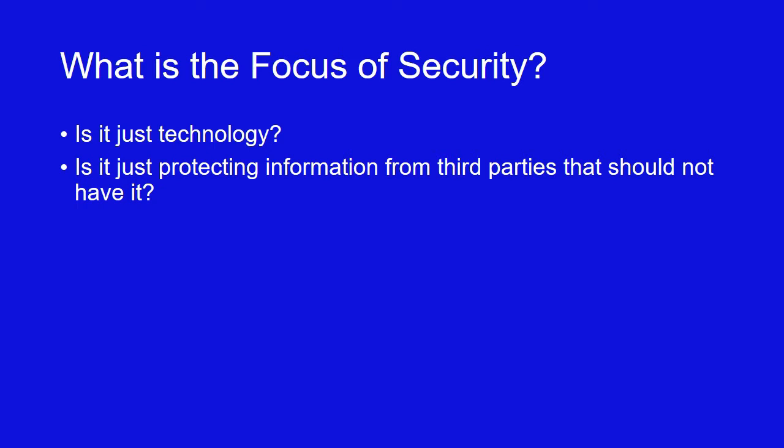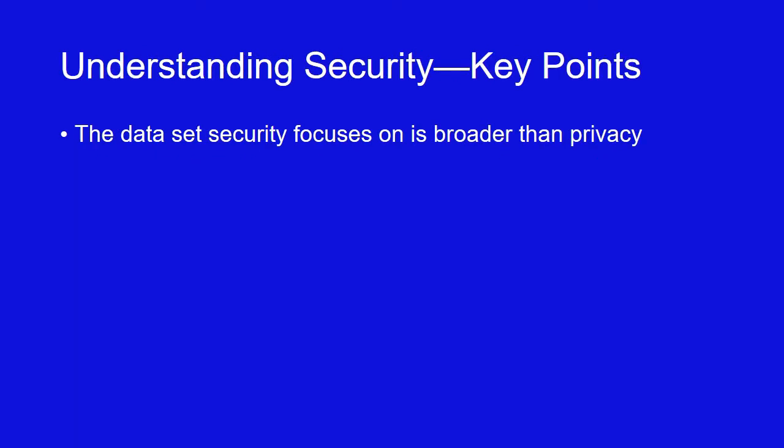As we start down the path of trying to define security, it's helpful to focus on what security is and how it's broader than some common conceptions of it. A critical key point early is that the data set that security focuses on is much broader than privacy. Privacy tends to focus, and in fact exclusively focuses, on information that is about an individual, whether that's an employee, a customer, or some other person. But as we'll see in the next slide, the data set that security focuses on is inclusive of that, but much broader.